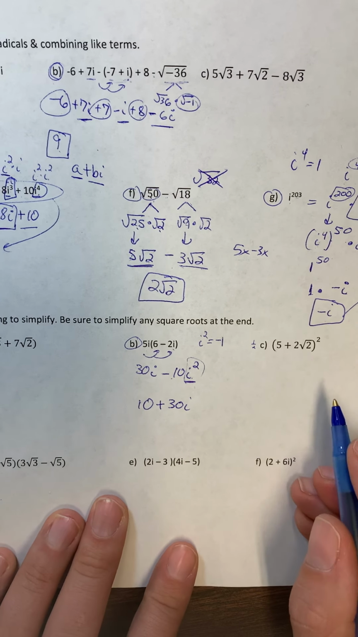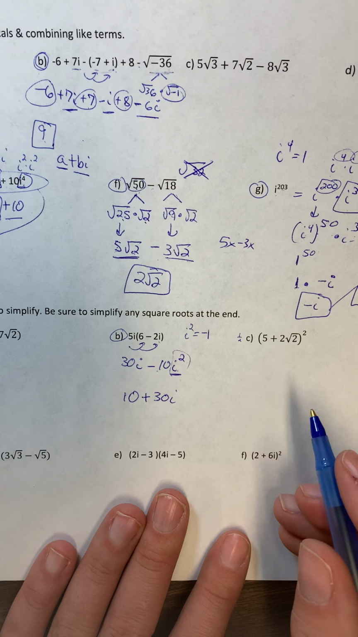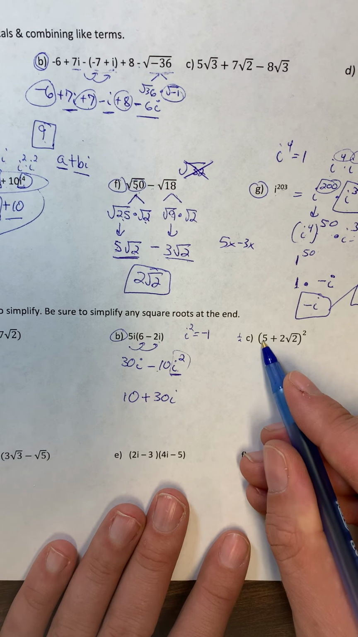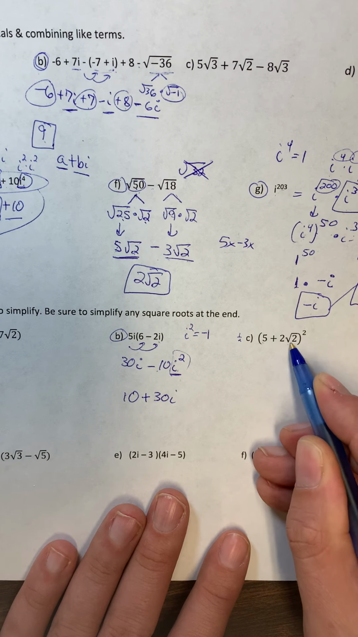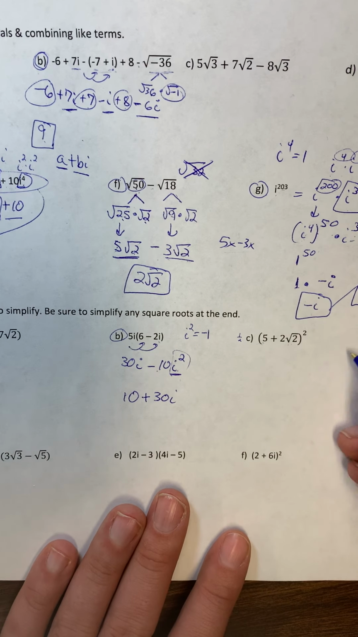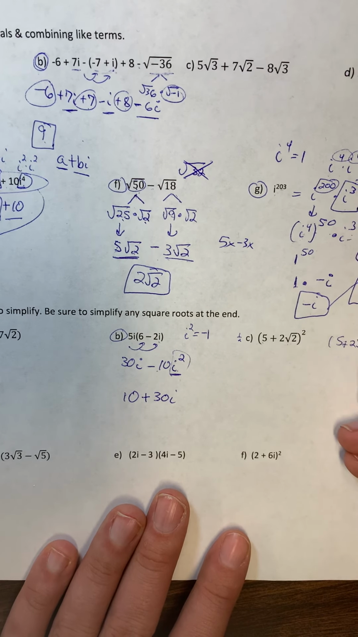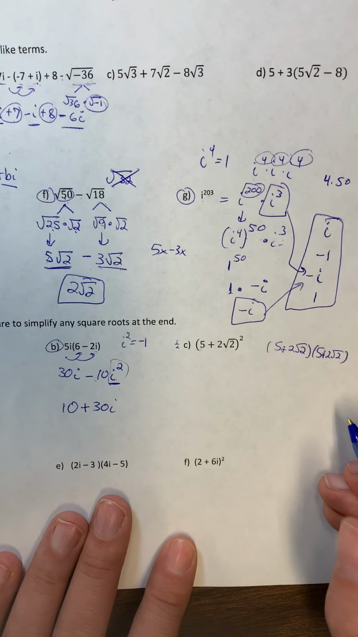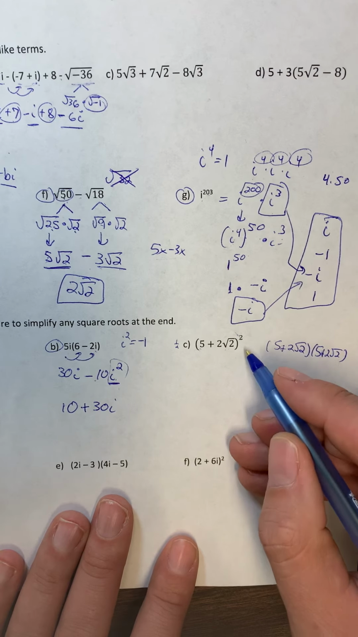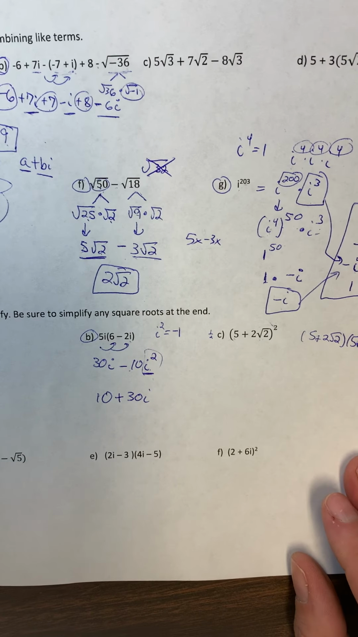I'm not going to do this whole one for you, but I will point out that there are 2 ways to do it. One is using our square binomial trick, where we square the first one, multiply these 2 together and double it, and then square the last one. That's probably the faster way. Or, of course, you could rewrite it as 2 things multiplying together. What you cannot do is distribute the squaring. That's not a thing. That is not how we square binomials.